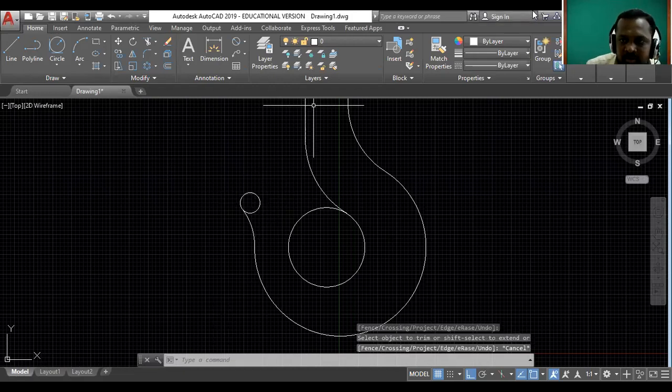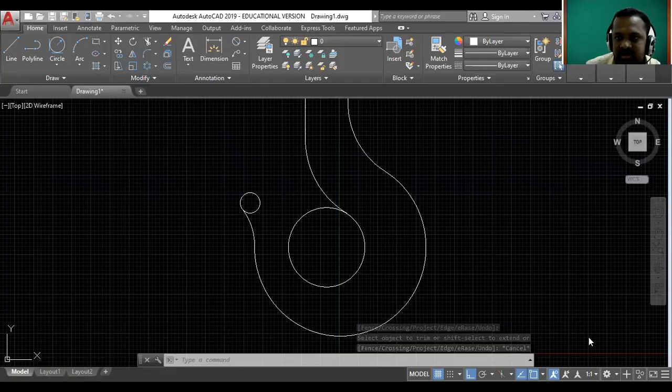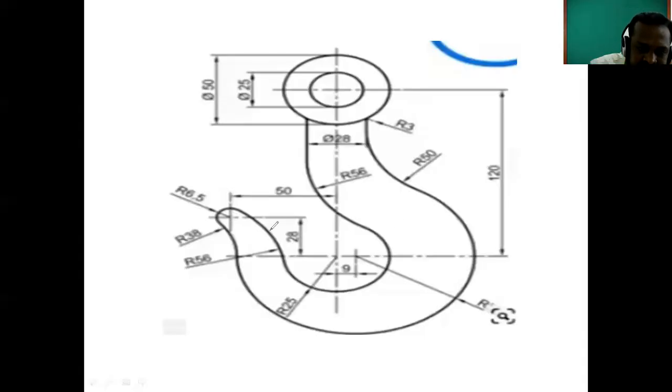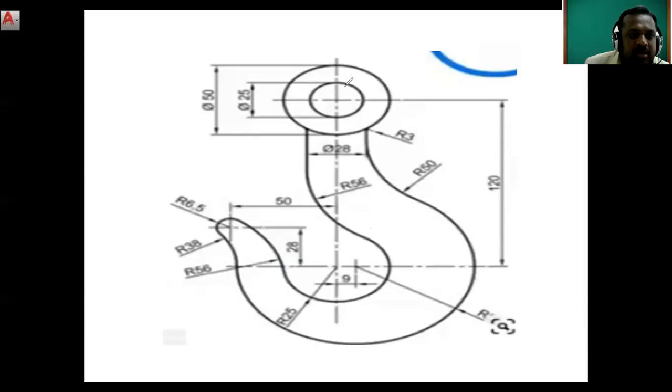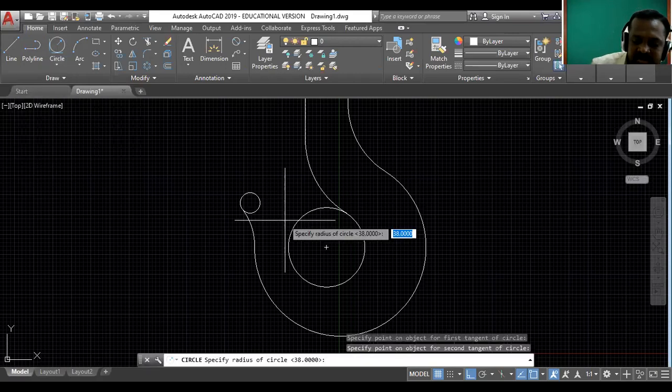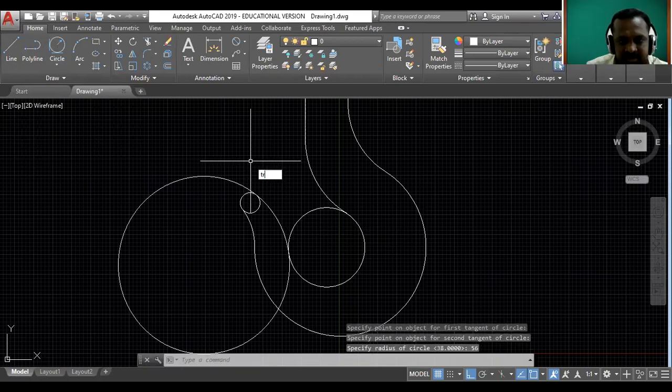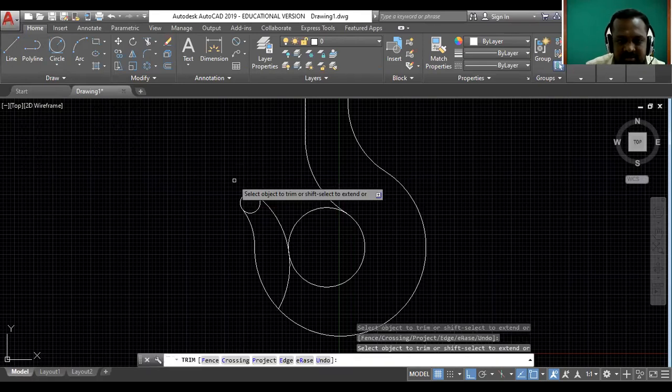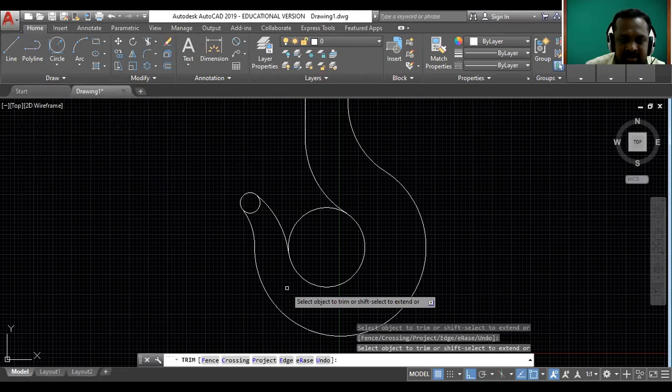Then again, we have to draw this curve, and this curve touches this inside circle. What is the radius? 56. See, this is the 56. Then take the tangent radius. Select this, select this. Radius 56, enter. Then I will trim the unwanted portion, TR, double enter. See, it is not required.